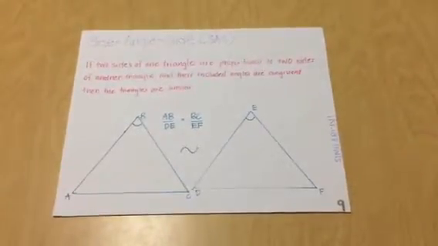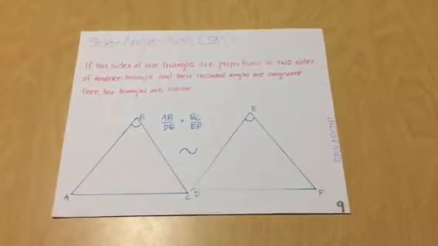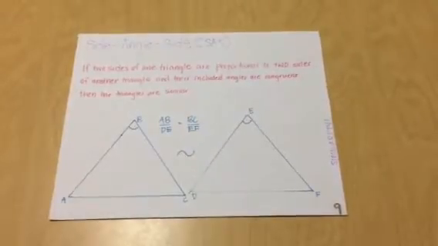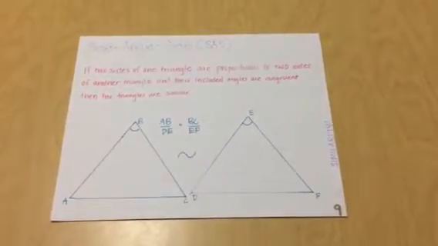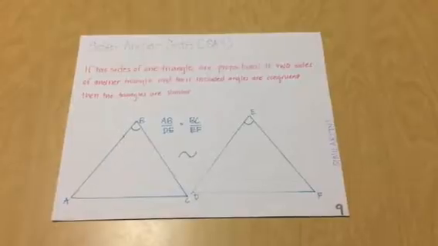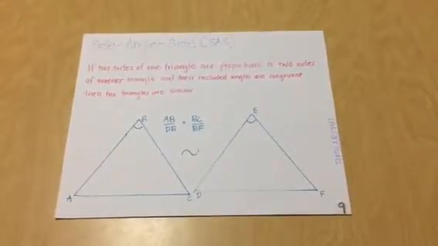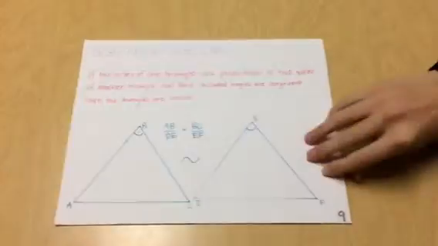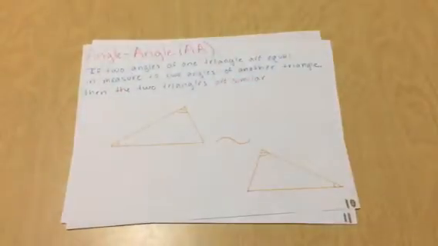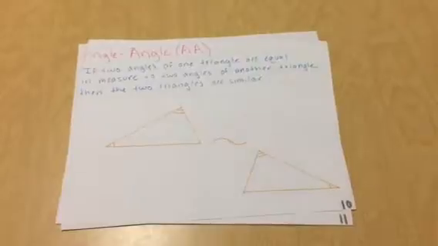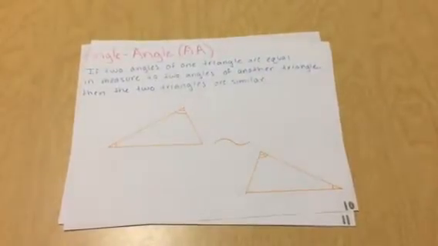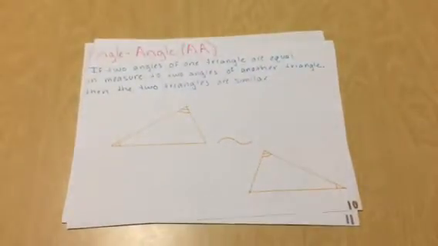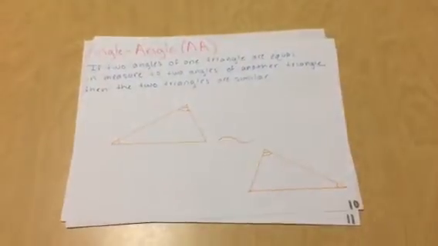Now we're going to move on to similarity postulates. This one is side angle side, and if 2 sides of one triangle are proportional to 2 sides of another triangle, and their included angles are congruent, then the triangles are similar. Angle angle is if 2 angles of one triangle are equal in measure to 2 angles of another triangle, then the 2 triangles are similar.